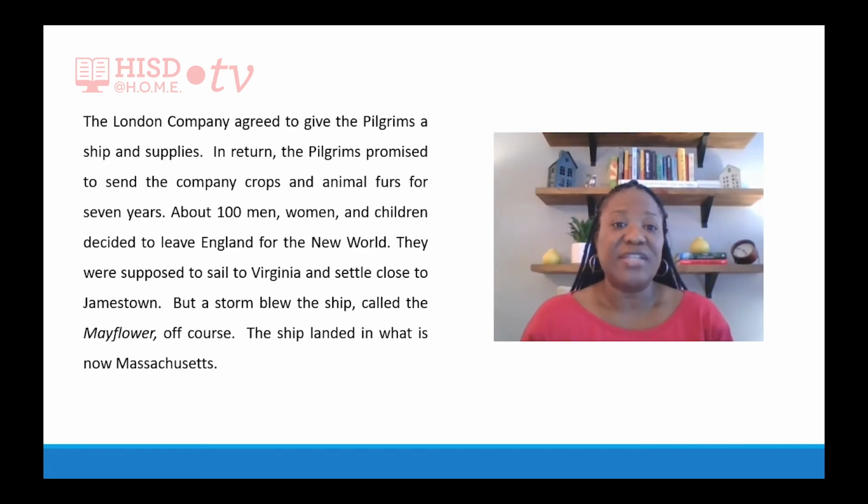The London Company agreed to give the Pilgrims a ship and supplies. In return, the Pilgrims promised to send the company crops and animal furs for 7 years. About 100 men and women and children decided to leave England for the New World. They were supposed to sail to Virginia and settle close to Jamestown, but a storm blew the ship called the Mayflower off course. The ship landed in what is now called Massachusetts.